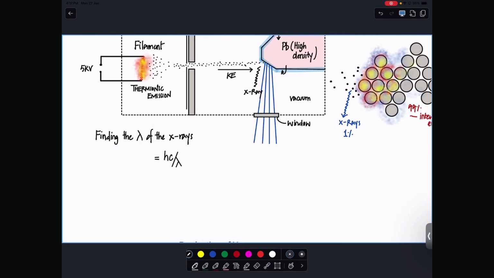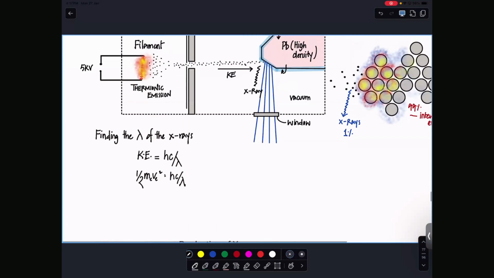But what is this going to be on the other side? K, right? What should Ke formula be? Half m v square. Half m, whose mass? Electrons, right? Times the velocity of the electron square equals to hc by lambda. Now comes the important question. How do you find the kinetic energy of an electron moving?